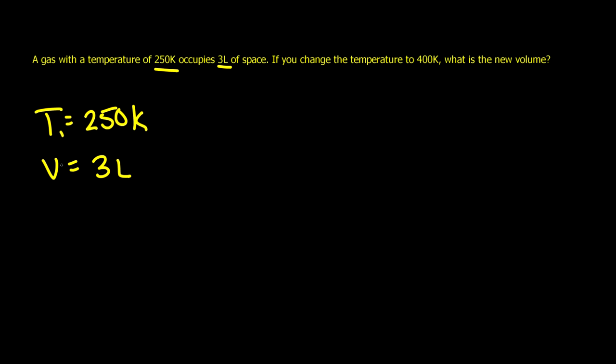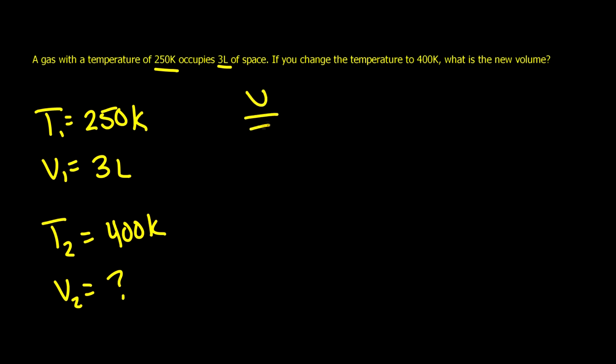Since these two variables go together, I'll call that temperature 1 and volume 1. We change the temperature to 400 Kelvin. So it's a new temperature, so I'm going to call it temperature 2. That's 400 Kelvin. What's the new volume? So what's this second volume here? So our formula is V over T, is that equal to the new V over T? So now we just take these variables and plug them in.